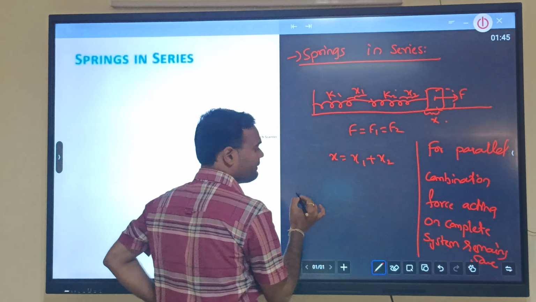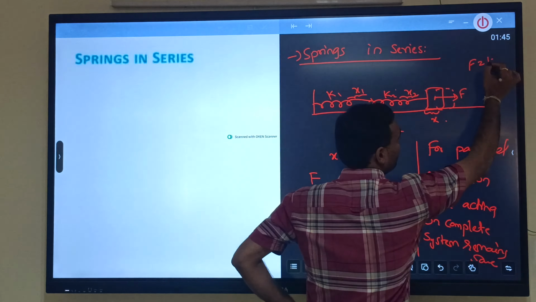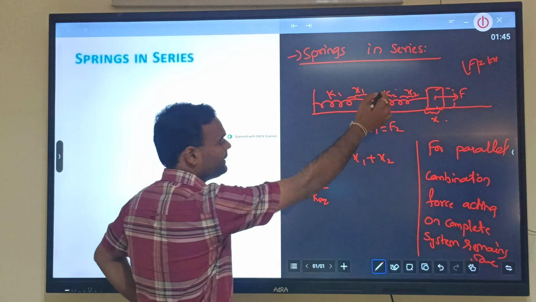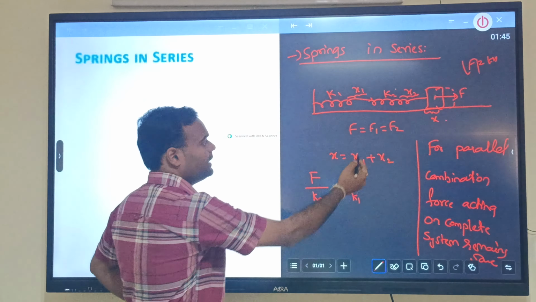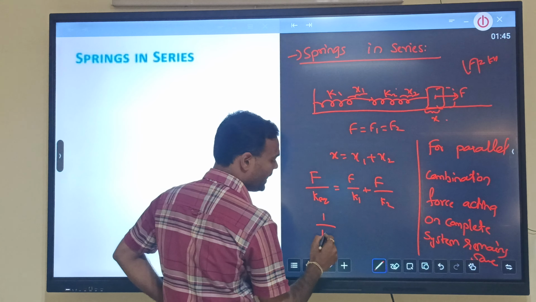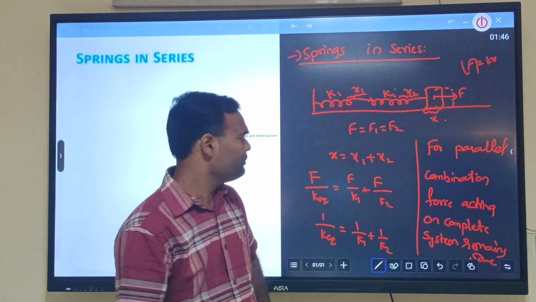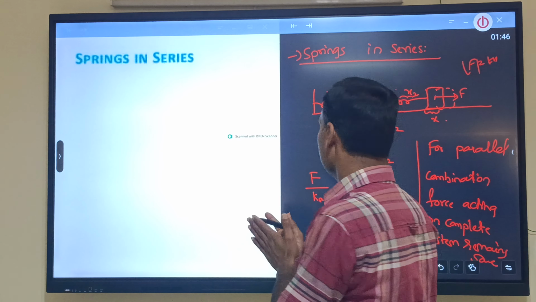Right? Now, can I write x as F by K equivalent, because F equals Kx, the formula which we have seen just now. And using this, actually I need to write F1 by K1, but here F1 equals F, that's why I am directly writing. Similarly, F2 means F only, by K2. So 1 by K equivalent equals 1 by K1 plus 1 by K2. If more than two springs are present, you can add like this. This is the K equivalent when springs are connected in series combination. I hope I am very clear from my side.